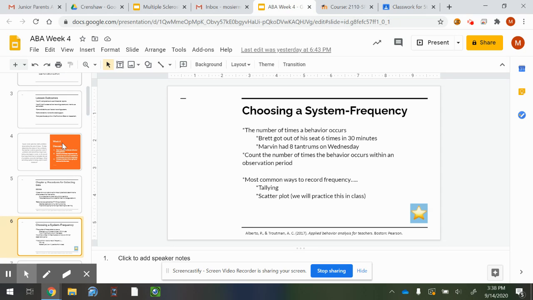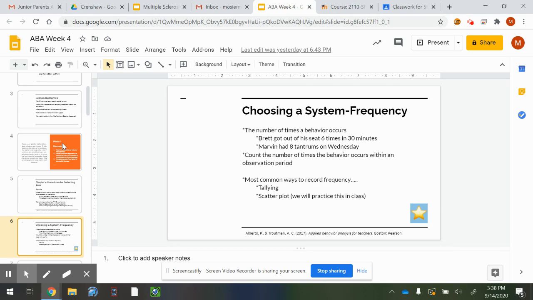So there are 5 different observational data systems that we can choose from. So we're going to go through those now. You'll notice that most of these slides are starred, so be sure that you are somewhat familiar with each one for next week's check for understanding. So the first one here is frequency. Frequency is just the number of times a behavior occurs.